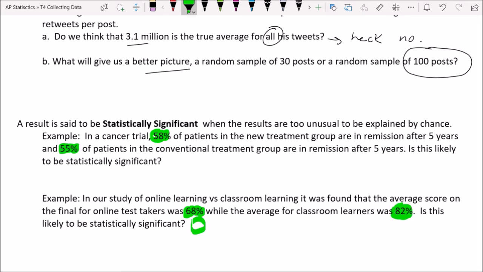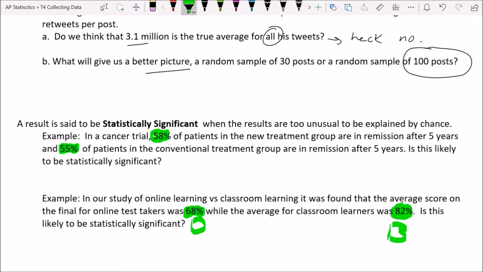68% is a D, 82% is a B. Guys, we've all been in school long enough to know that a B grade and a D grade are very, very different grades. Okay, that's a big difference. You go, well, that's 14%. It's a D and a B. That's a big difference. Okay, so that's a yes. That's probably going to be statistically significant because that's such a big improvement in the grades. You go like, whoa, that makes me think that it's very likely that in fact classroom learning is better.